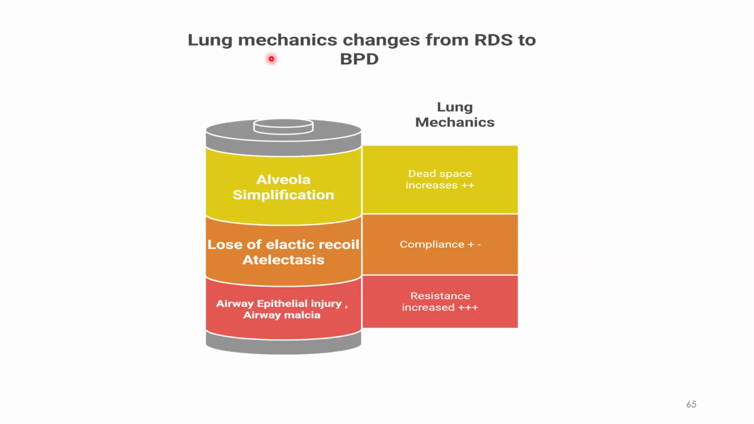So if a baby is born with RDS, and after 1 to 2 months changes to BPD, what will the lung mechanics be? There will be alveolar simplification, which basically means an increase in dead space volume. There will be atelectasis, and the loss of elastic recoil may cause compliance to increase or decrease. And airway malacia or epithelial injury increases the resistance.